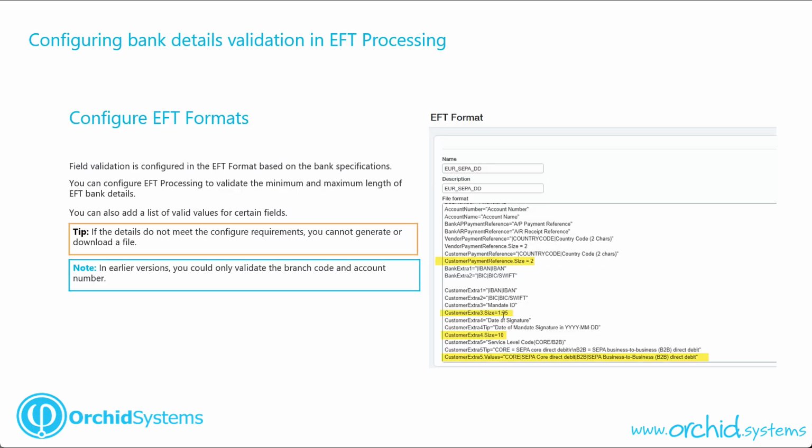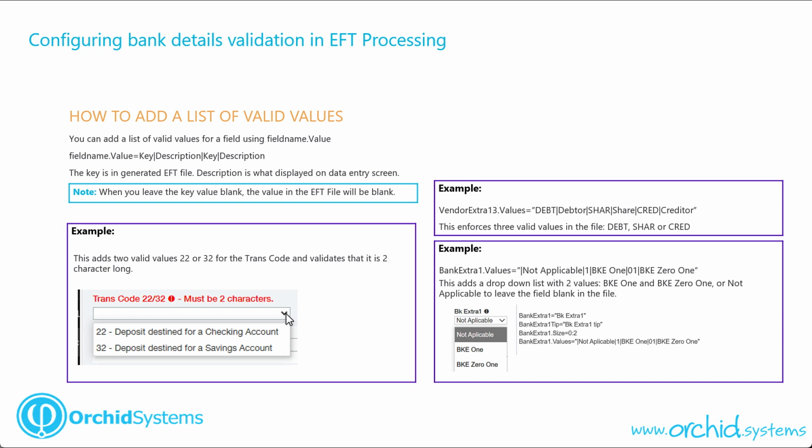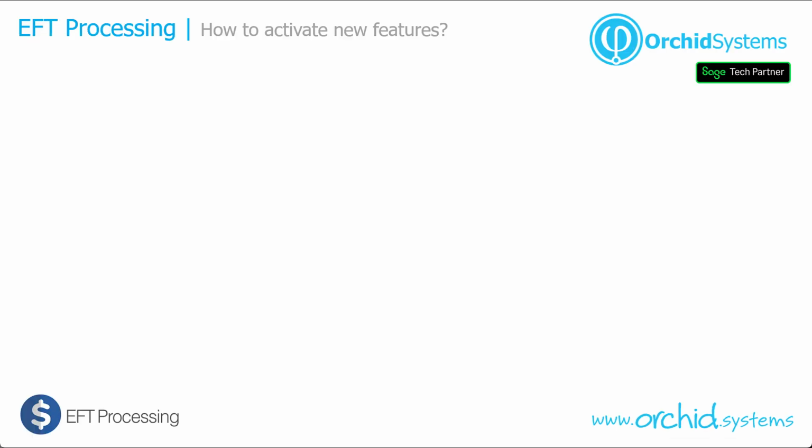You do the configuration in the EFT format. For field length, you use the size property, and if you want to make a field mandatory, you say size equals 1:x, where x is the maximum length. To add a list of valid values, you write the key value in the description for all the values that are relevant. The key is what will end up in the file. The description is what you see on the screen when you update the details. And this is all documented in the online help that you can access from within Intacct.